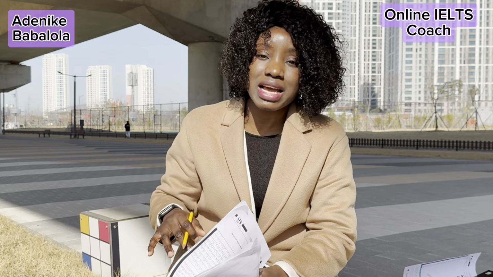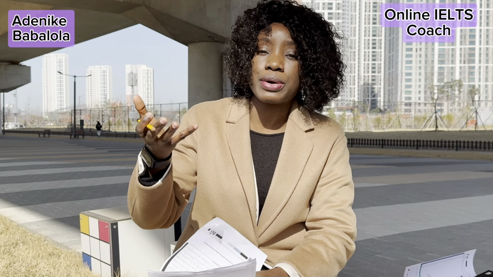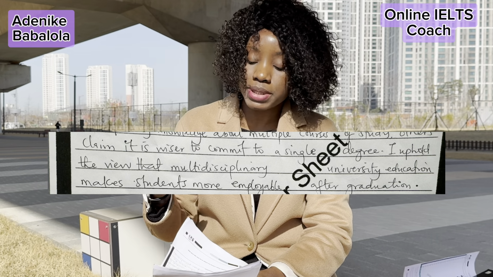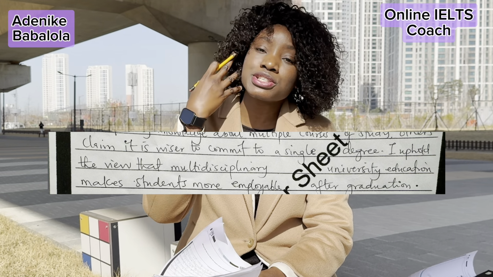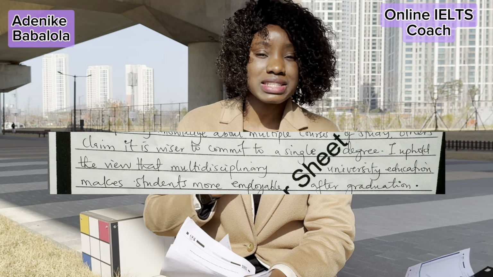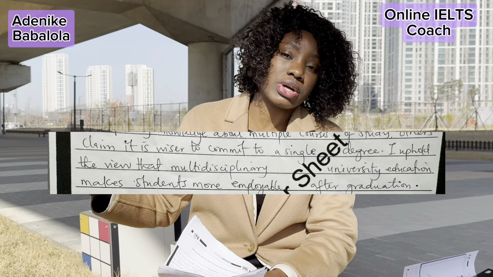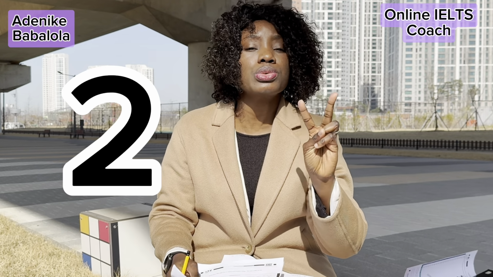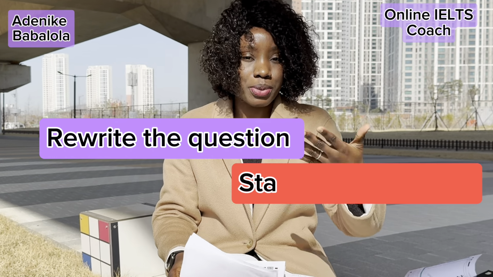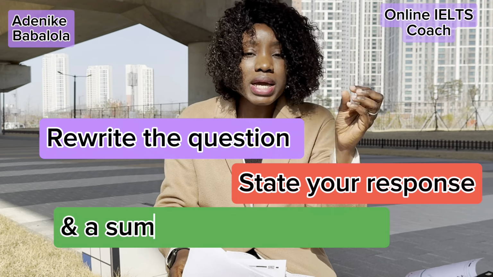Okay, now I'm going to read that sentence to you again so that you understand my own opinion. I said, I uphold the view that multidisciplinary university education makes students more employable after graduation. That's my view, which I talked about in the third body paragraph. But I'm showing this to you so you can know that there are two basic things that your introduction should have. The first one is the paraphrase of the question, and the second one is your response, the summarized points that you're going to talk about.